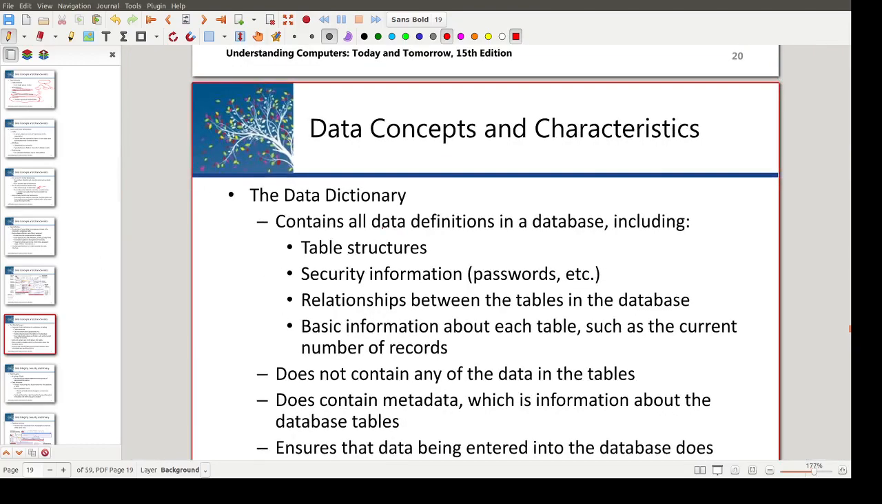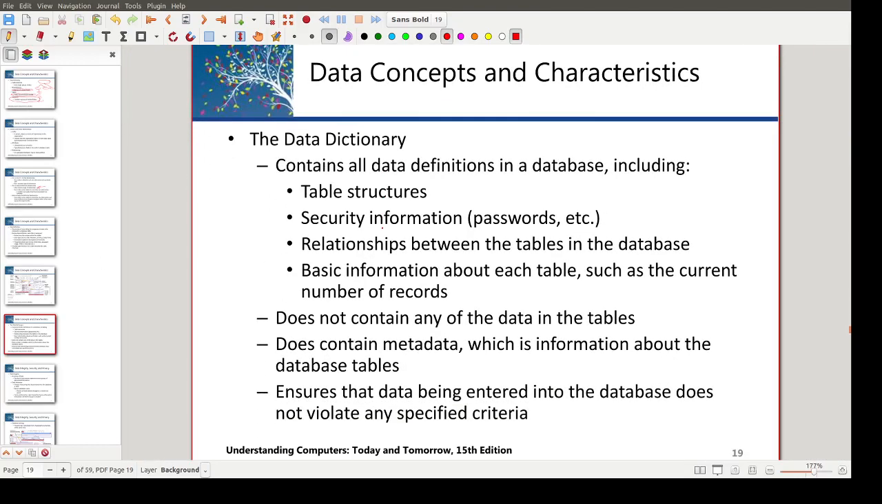What is a data dictionary? A data dictionary gives you information about what is stored in the database. It contains all data definitions in the database, including table structures, security information like passwords, relationships between the tables in the database, and basic information about each table, such as the current number of records. So this is called the data dictionary.